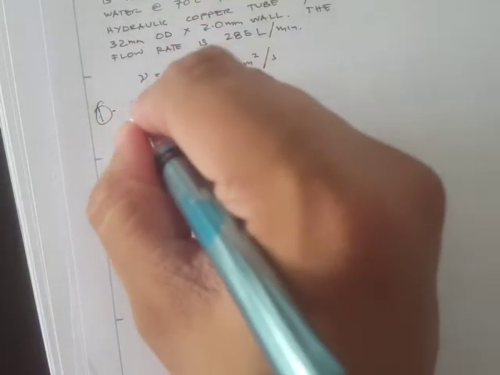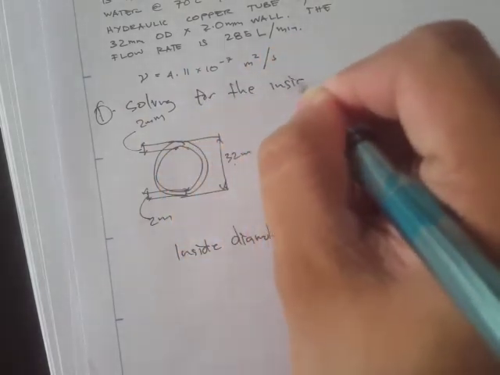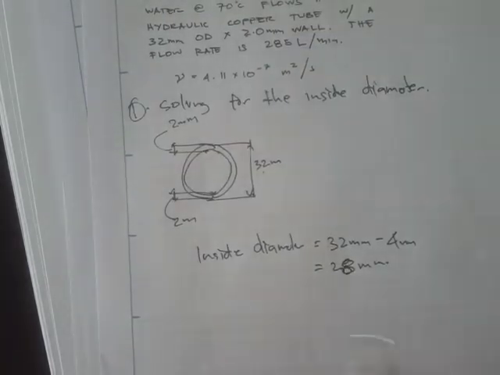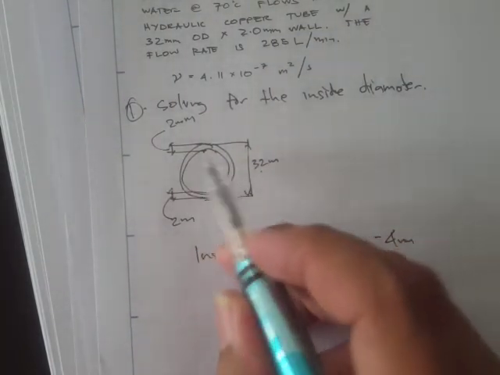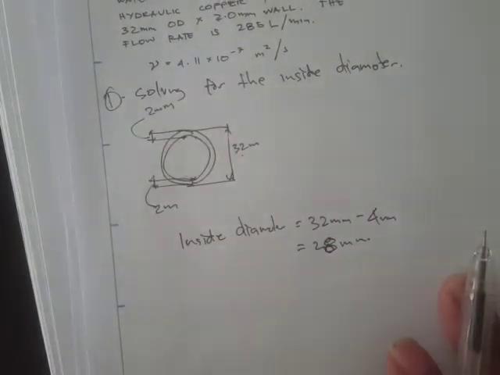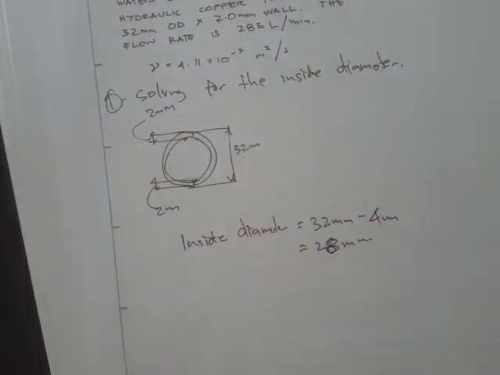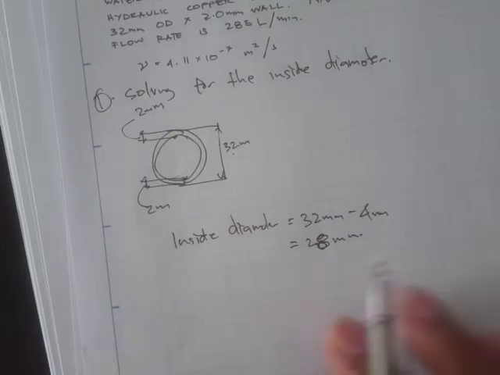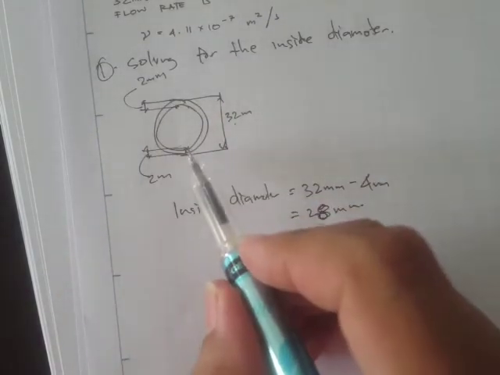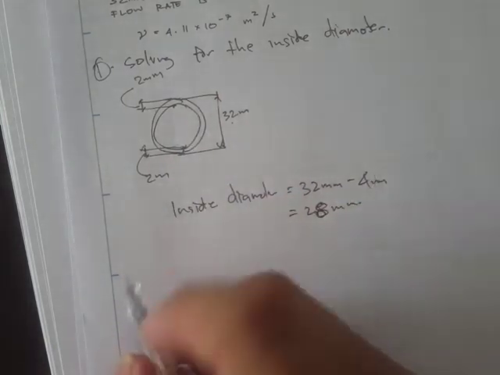So let's have here solving for the inside diameter. The question is, why do we need to solve for the inside diameter? Simply because this is actually the actual geometry of the flow, the inside one. But sometimes if it's not given, then we just have to assume, or we just take the nominal diameter or the specified diameter. But if you want to be precise, then that should be the inside diameter.